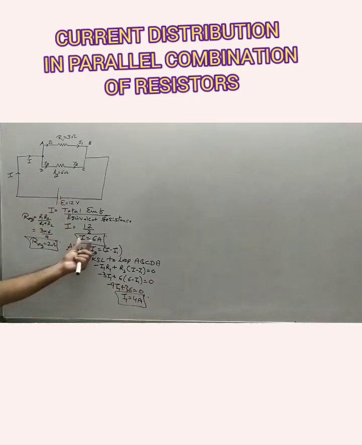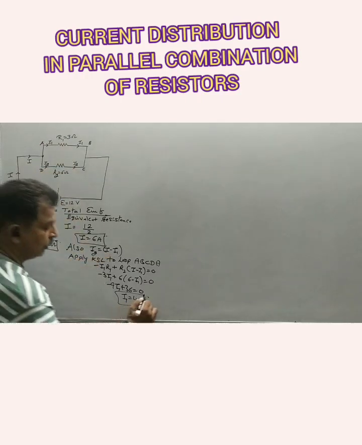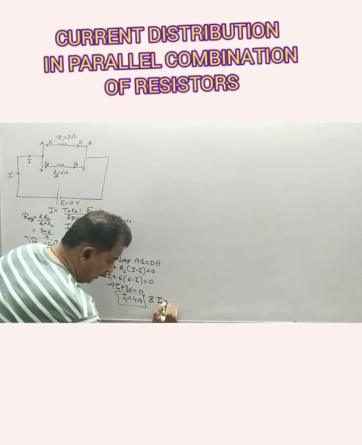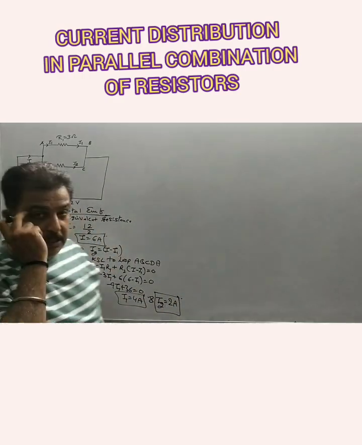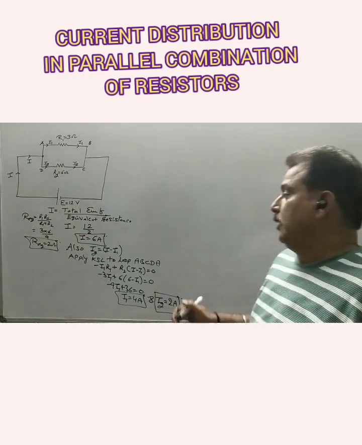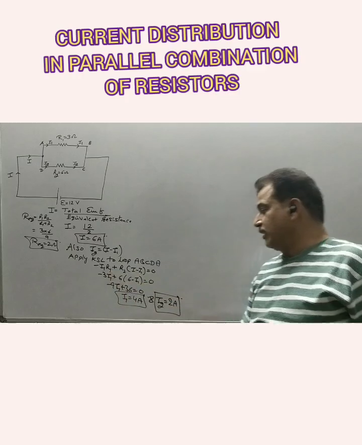Now if total current is 6 ampere, out of which 4 ampere is flowing through R1, and I2 is equal to I minus I1. So I2 comes out to be 2 ampere. Now this is the method where we have applied the Ohm's law as well as the Kirchhoff second law.